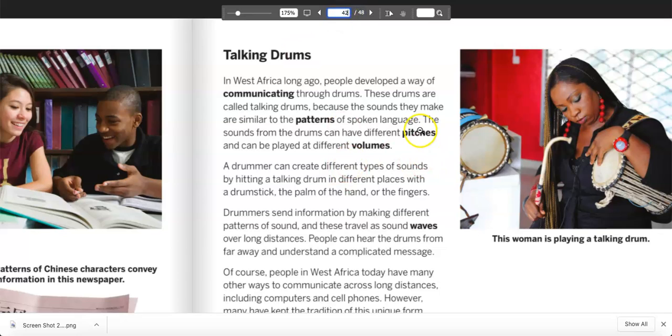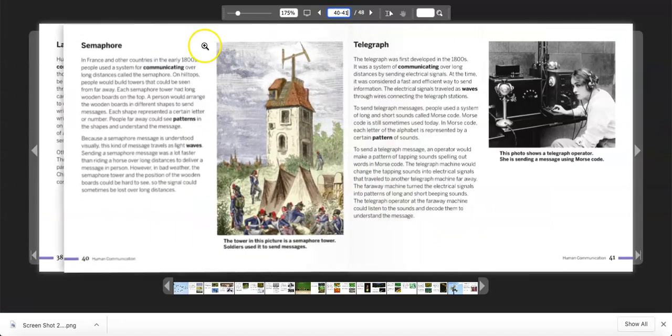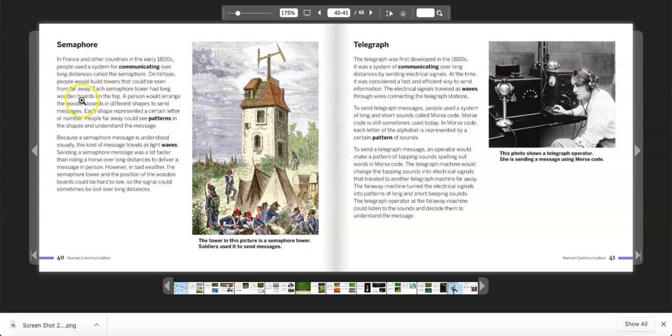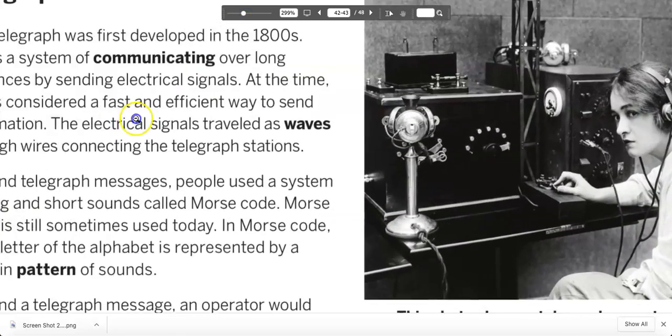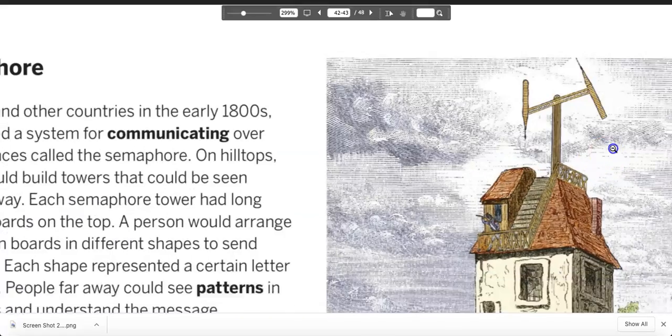You need to make sure you're remembering that to create those patterns, they can change the different pitches and volumes of a sound. Go ahead and turn the page. Now this is also sort of interesting. This is something new for me. I didn't know it existed. A semaphore.